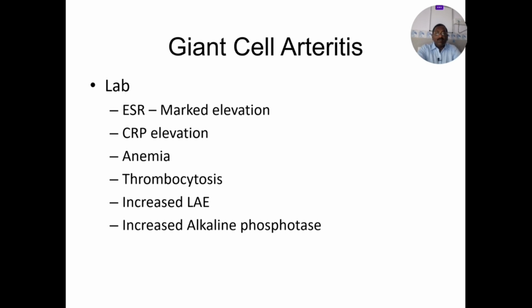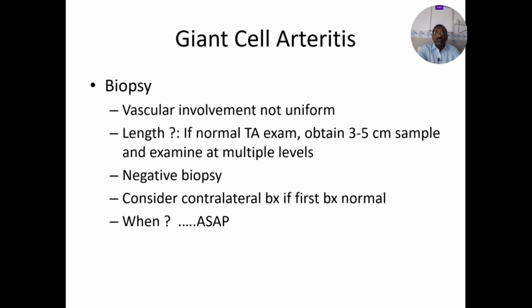ESR is elevated here, CRP is elevated, mostly anemia, thrombocytosis, increased alkaline phosphatase. Biopsy is there, looking for vascular involvement. If the temporal artery examination is normal, obtain a 3 to 5 centimeter sample. I told you earlier 2 centimeters, but even 2 centimeters is not sufficient. Maybe 3 to 5 centimeters, and examine at multiple levels, because of skip lesions. To avoid the skip lesions, you have to take a large segment biopsy.